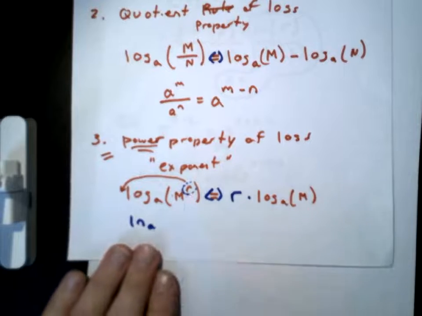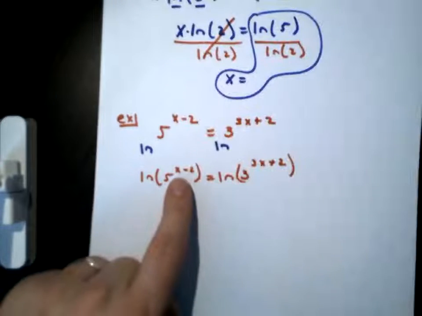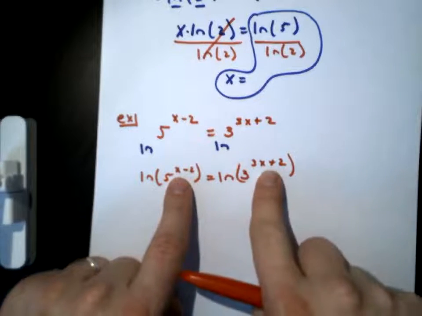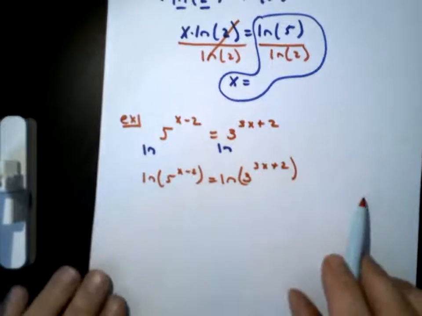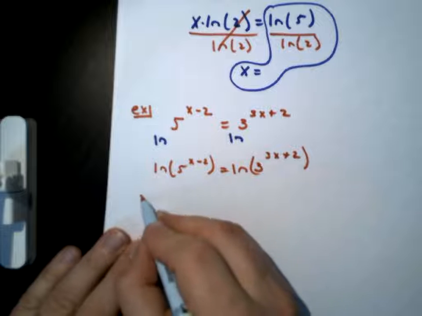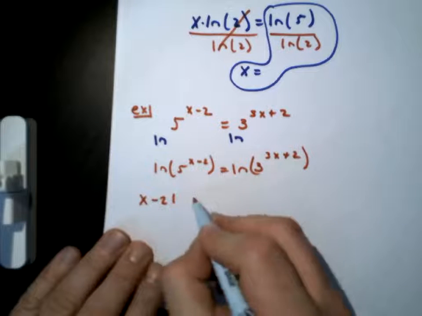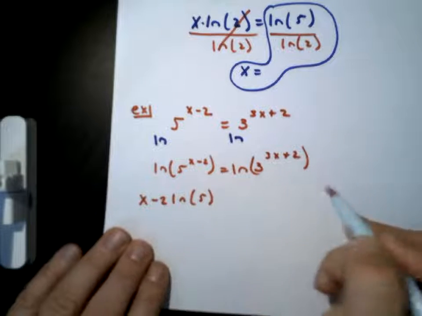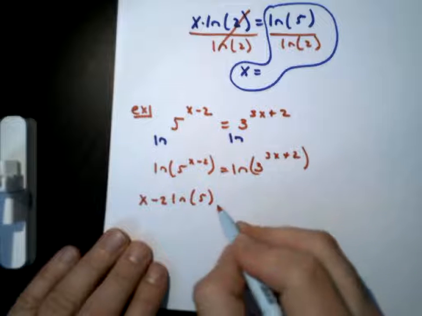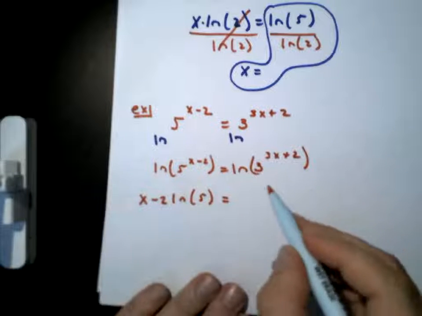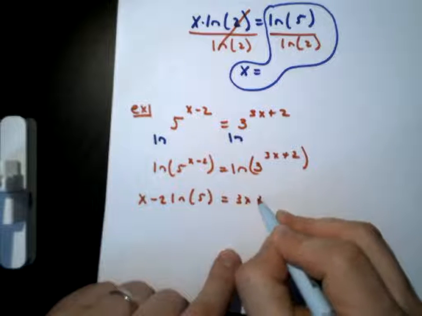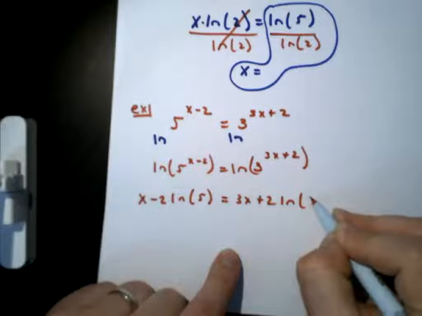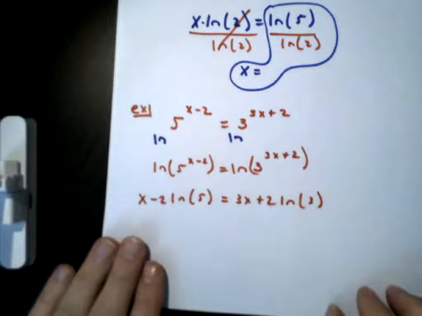So we're looking at a power function. Here's your powers. Okay, now take this power and move it in front, because according to that property, you can do that. So that's ln of 5. Hey, look at that. That looks kind of nice. Equals 3x plus 2 ln of 3.